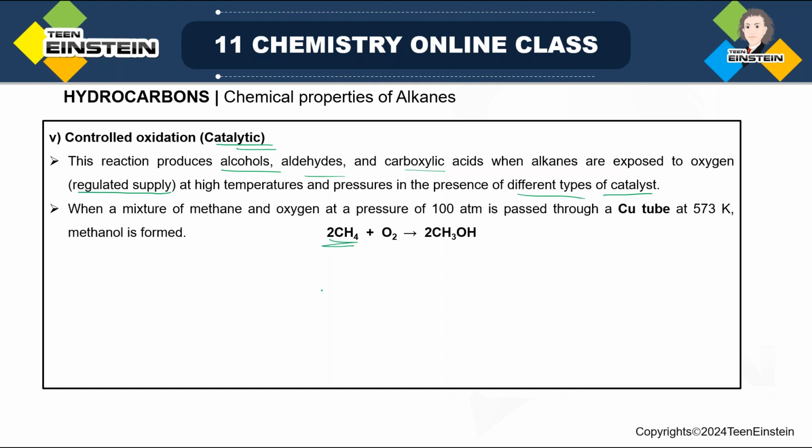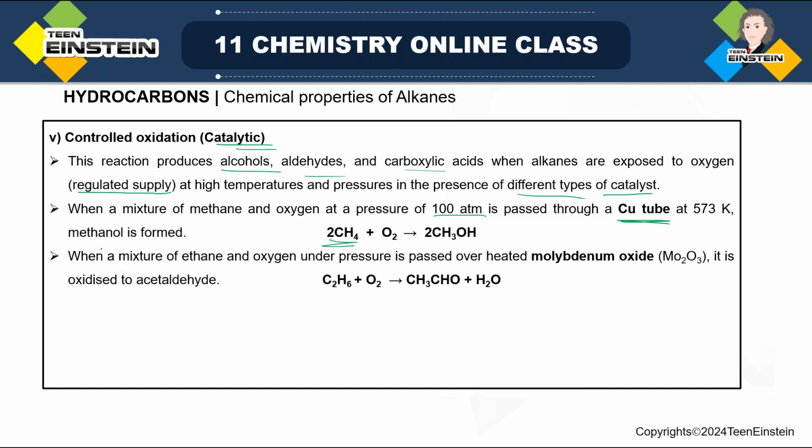Suppose you have taken methane and in presence of oxygen, look at the pressure, it is very high. So as I have said, depending upon what type of catalyst you have taken, what reaction condition you are using, product will be different. So alcohol we will get at this reaction condition when the catalyst is copper tube. You are passing this gas through copper tube, 573 Kelvin, you are getting alcohol.